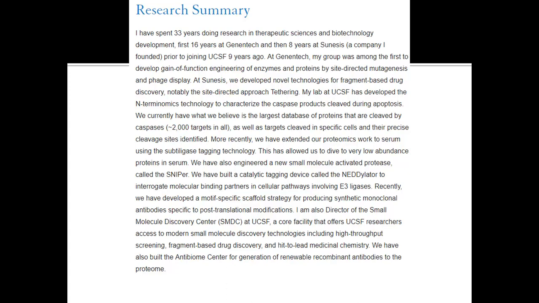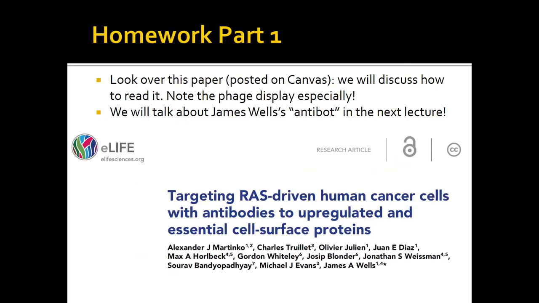At Genentech, this is what he did. At Sunesis, they did drug discovery. And now he's working at all this stuff. And if you look at the very bottom of this, where is it? Yeah. He also built the Antibiome Center for Generation of Renewable Recombinant Antibodies. That is the connection to our next talk.